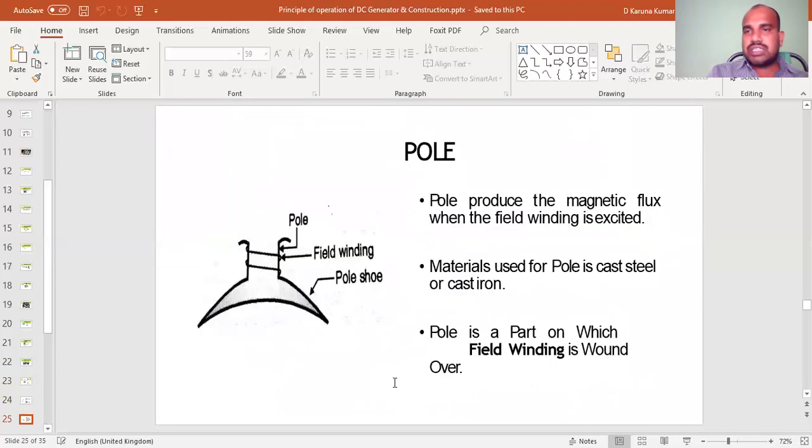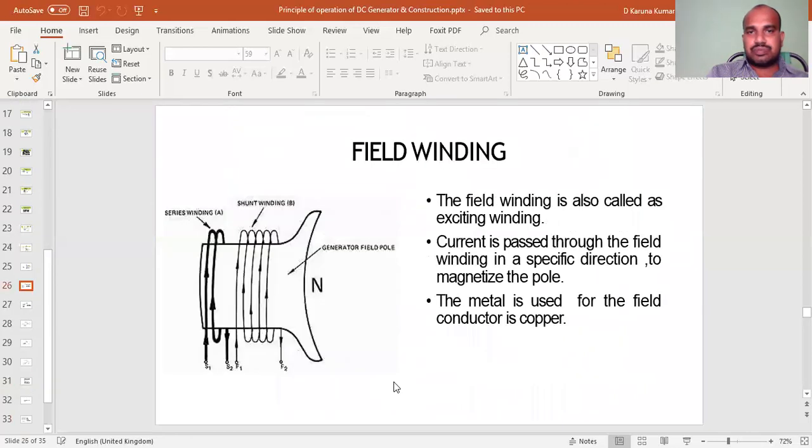The next, second part, is the pole. The pole produces the magnetic flux when the field winding is excited, and the material for the pole is cast steel. The next one is the field winding, also called the excitation winding. The current is passed through the field winding in a specific direction to the pole. The metal used for the field winding is copper.